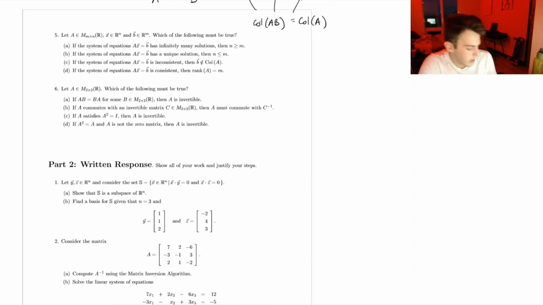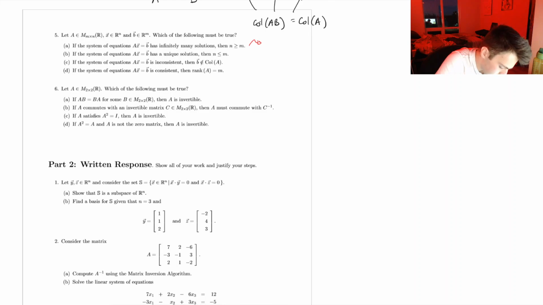So we can clearly just think of an example where this is not true. Let's consider where m is greater than n. So let's say that we have this here.